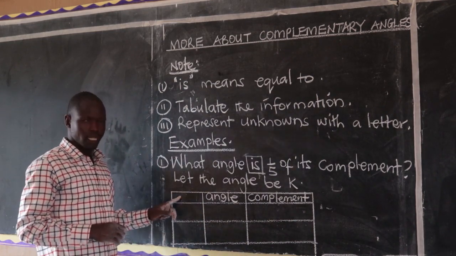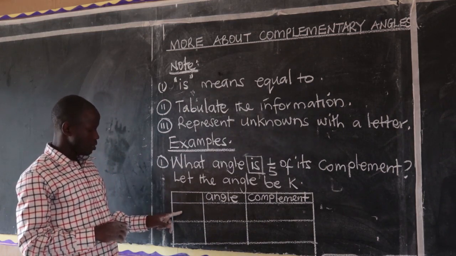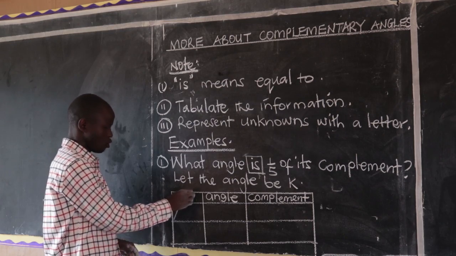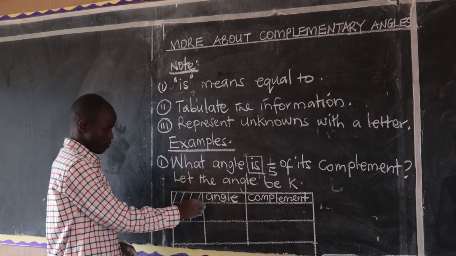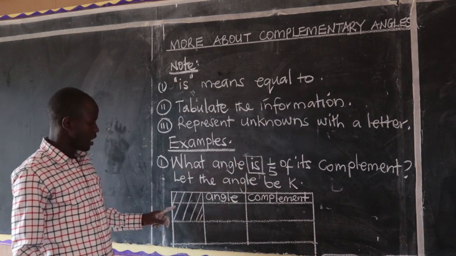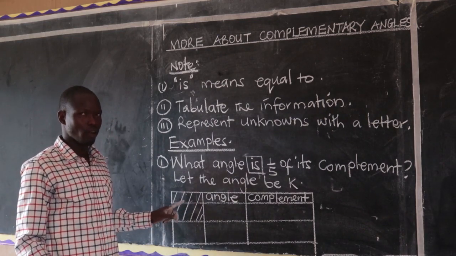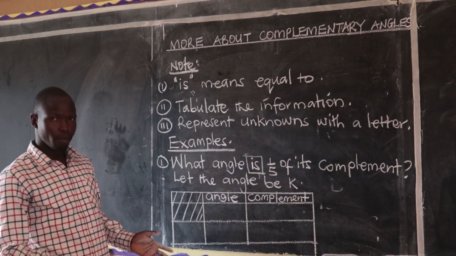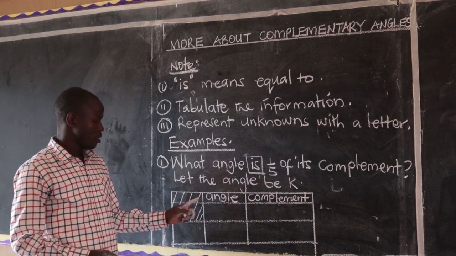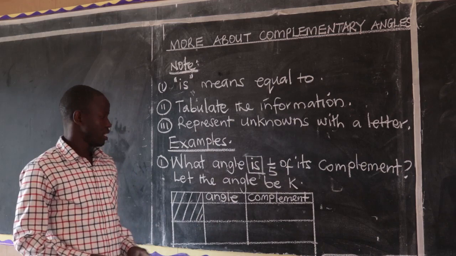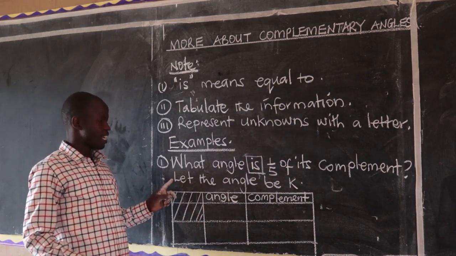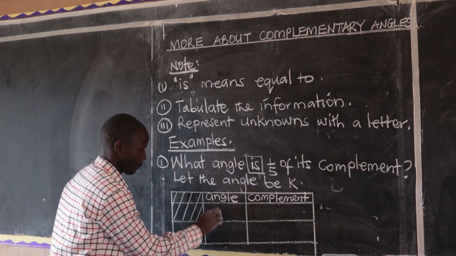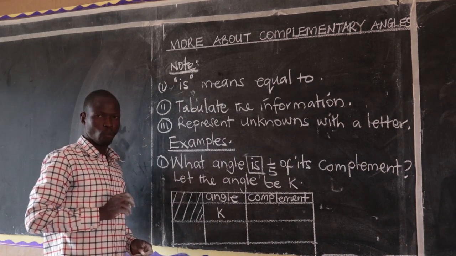Now, the first part here, we shall not write anything. So for that reason, we shall expect you to shade off these two parts. This shading means there is nothing we are going to write here in the two parts. Such that at the moment, our table is angle, complement. But earlier on we said, let the angle be K. So under the word angle, we shall write K.